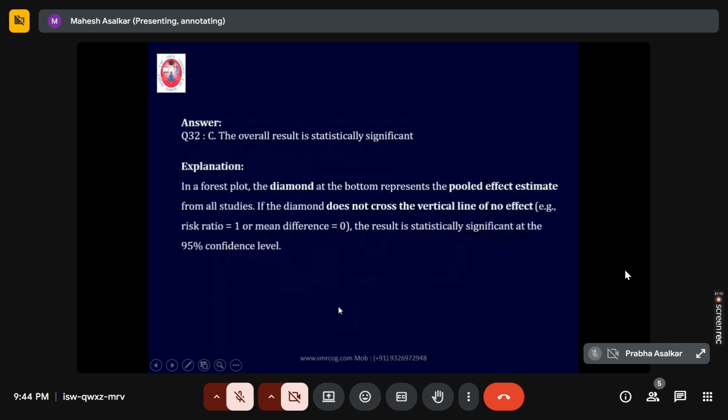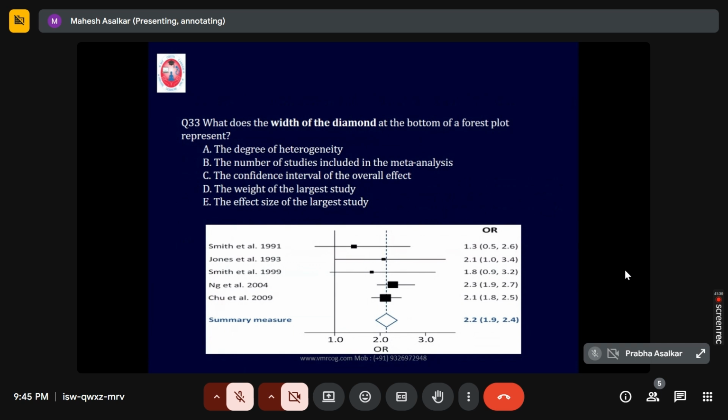Yes, sir. Question 32, option C, the overall result is statistically significant. In a forest plot, the diamond at the bottom represents the pooled effect estimate from all the studies. If the diamond does not cross the vertical line, that is the line of no effect, a risk ratio equal to 1 or mean difference equal to 0, the result is statistically significant at the 95% confidence interval. Understood this? Yes, sir. Last question.